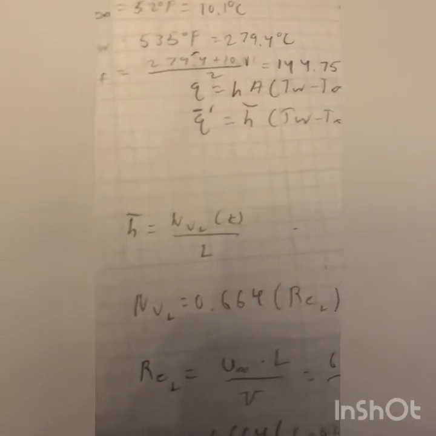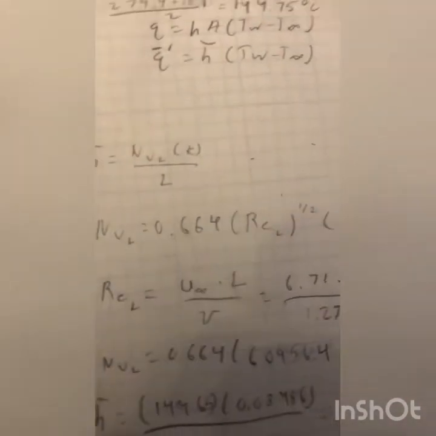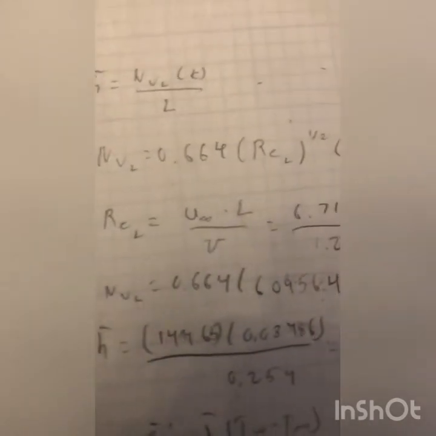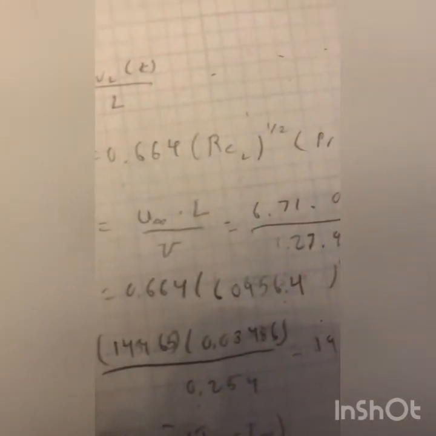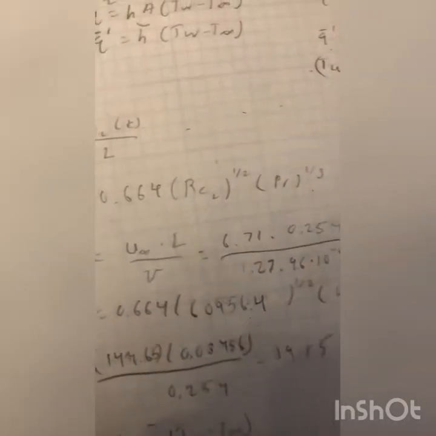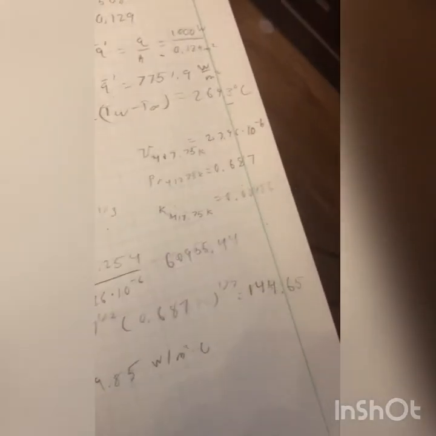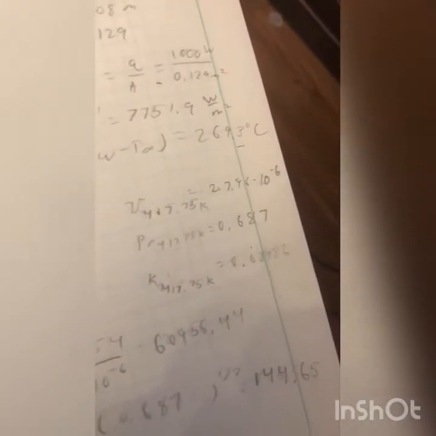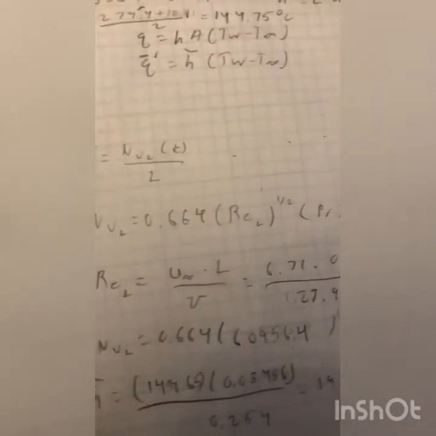So for H bar, we need Nusselt's number. For Nusselt's number, we need Reynolds number. And we can find Reynolds number. So we have to go to the air charts in the book and find viscosity, because we have U infinite and L. So there's the viscosity at 417.75 Kelvin. And so that's Reynolds number.